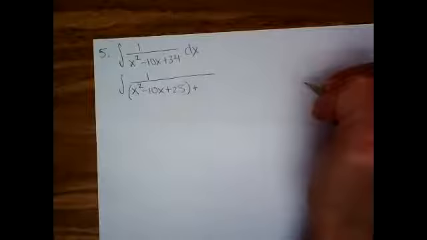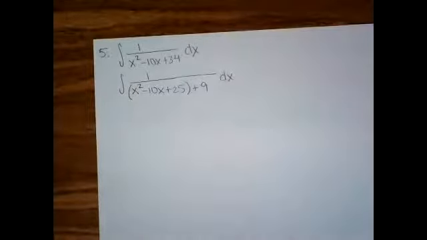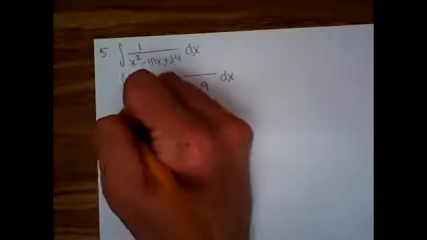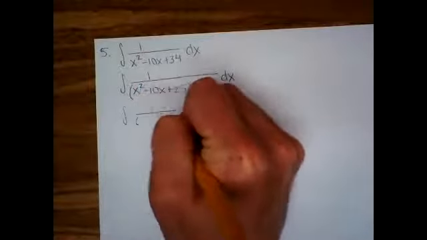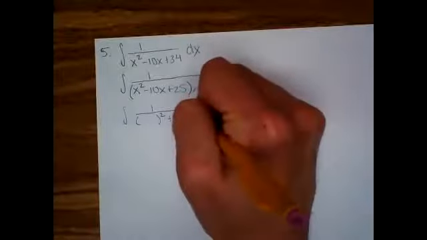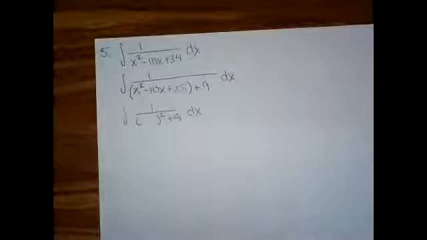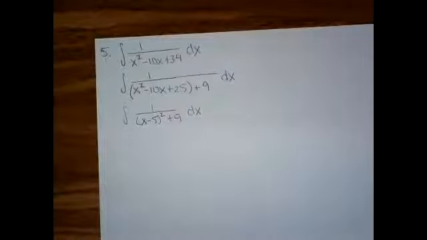So what are we going to add on? 9. Because 25 plus 9 will give you 34. And then the whole point of doing that, you ask, is you can write it as something squared plus 9. So what would go in that blank? Like if you factored it, it would be something squared. Good, x minus 5. You had a good pre-calculus teacher.